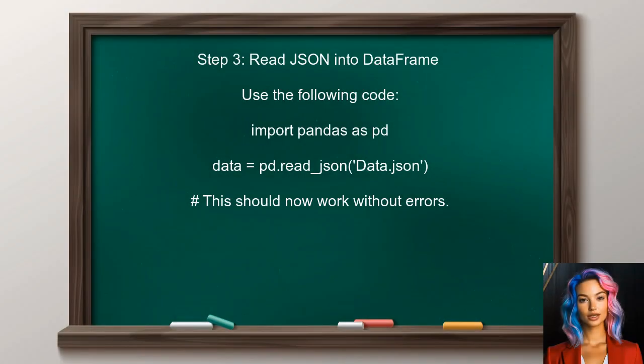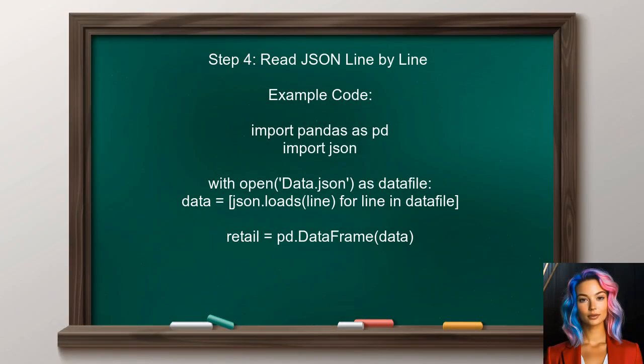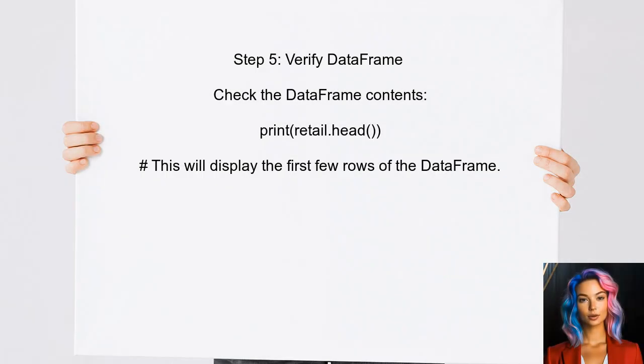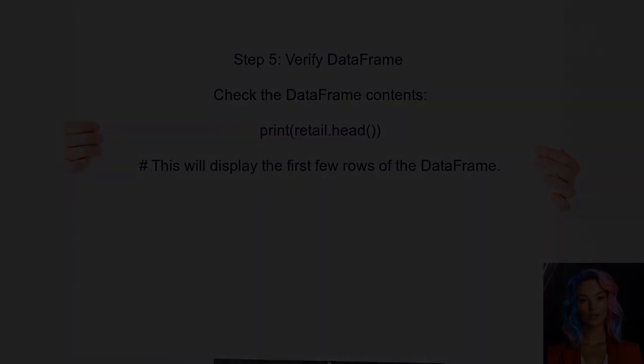After adjusting the JSON format, the user can read the JSON file into a Pandas data frame using the read_json function. This should work without errors now. If the user still encounters issues, they can try reading the JSON file line by line and appending each object to a list before converting it to a data frame. Finally, the user should verify that the data frame is created successfully by checking its contents. This can be done using the head function to display the first few rows.